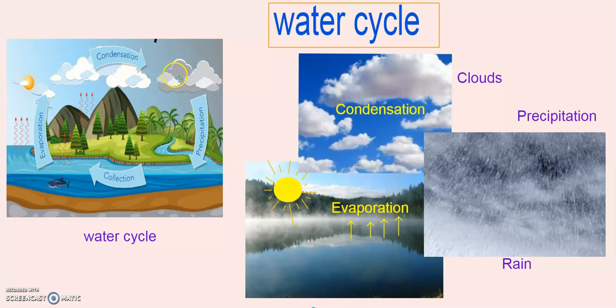When these clouds cool down, they come down as precipitation like rain or snow. Again, this water is collected by these water sources. This is in a cyclic form. You can observe here, when water from these lakes evaporates and, due to condensation, forms clouds, and due to the precipitation, it comes down. Water comes down as rain in the lakes.